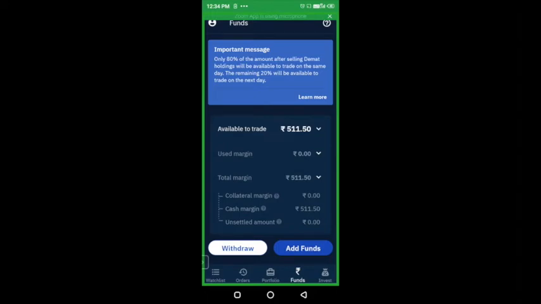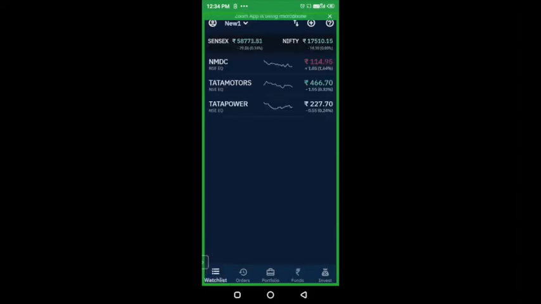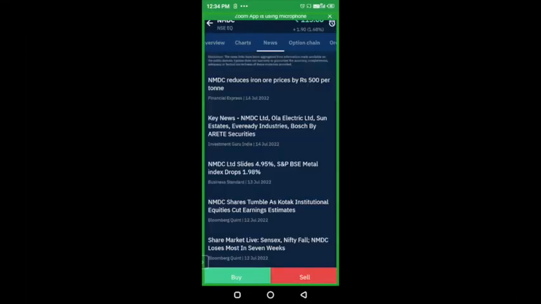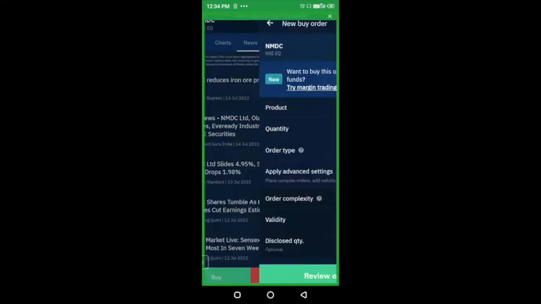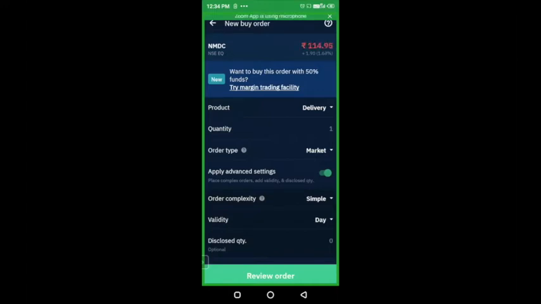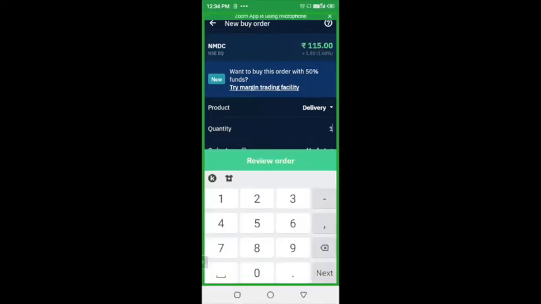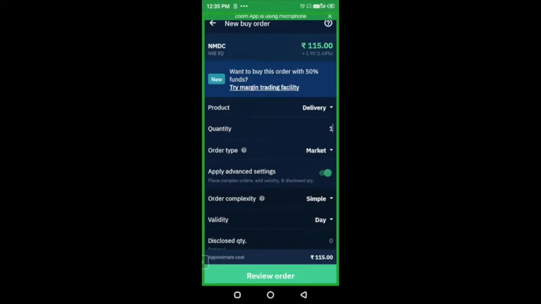Now I want to buy some shares. In the watch list, I have NMDC. I'm buying the shares. Buy. So for investment, I need not do any changes. I should just change the quantity. Review order. Buy.